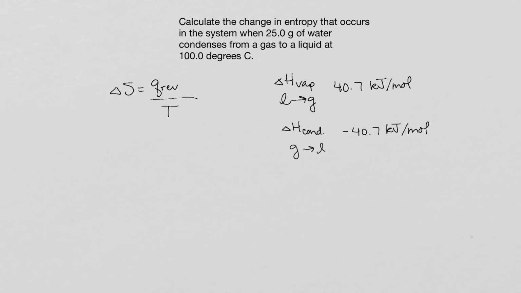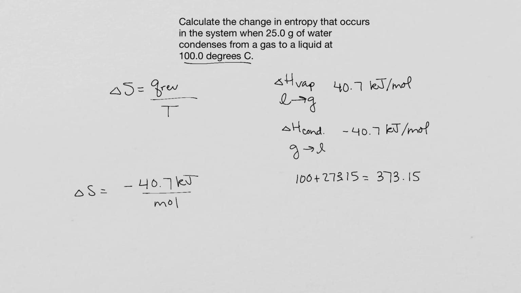We have to go into Kelvin. We are at 100 degrees Celsius, so 100 plus 273.15 is 373.15. Okay, so we're ready now. We are going from a gas to a liquid, which means that we are condensing. So we have to go with delta H, which is negative 40.7 kilojoules per mole.